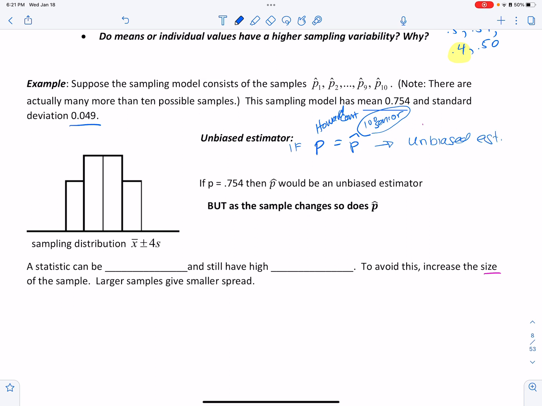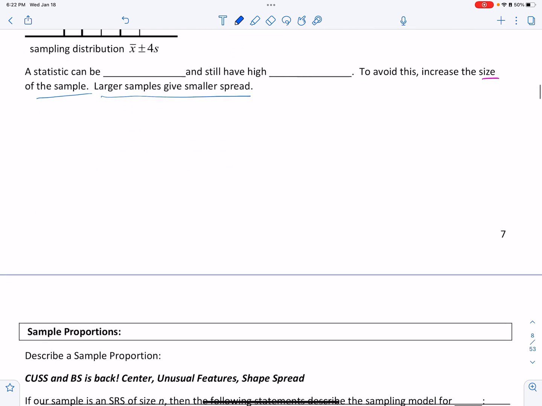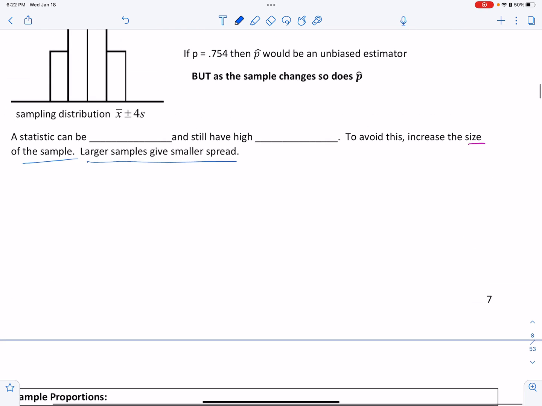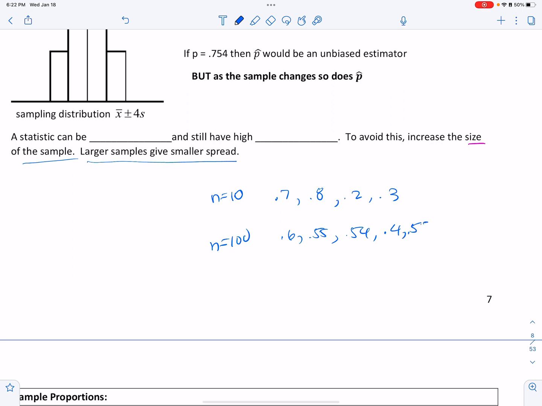So, a statistic can be an unbiased estimator and still have high variability. To avoid this, we want to increase the size of the sample, because larger samples give smaller spread, like we just talked about. Smaller spread just means the results, like the 0.7, 0.8 when I flip the coin 10 times, 0.2, 0.3, etc. And then you flip the coin 100 times and you get values closer to 0.6, 0.55, 0.54, 0.4, 0.59, etc. But your values are a lot closer, smaller spread.